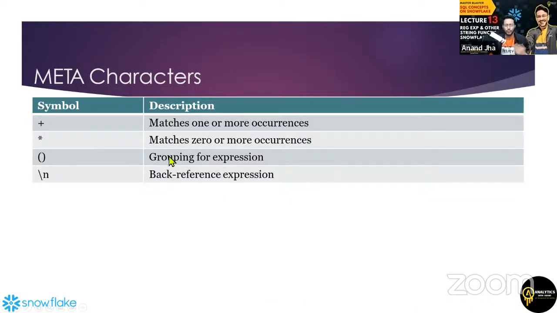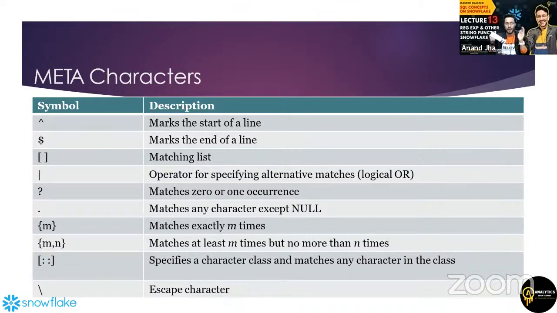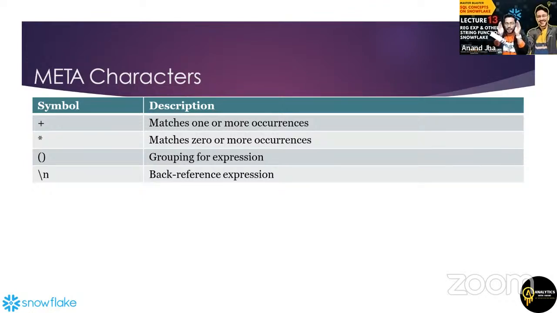Plus means matches 1 or more occurrences, more than 1. Star means matches 0 or more occurrences. Round bracket means grouping for expression. Then what was the square bracket? Square bracket is a matching list. Suppose in the list I am giving you A12, it will match with A12 only. But here, if I give the round bracket, it will denote grouping for expression. We'll see the expression I'll give.